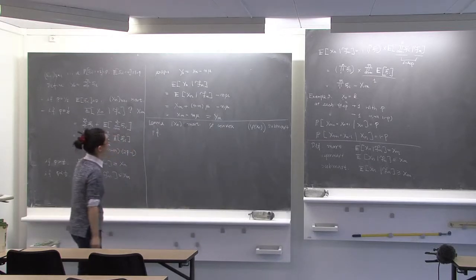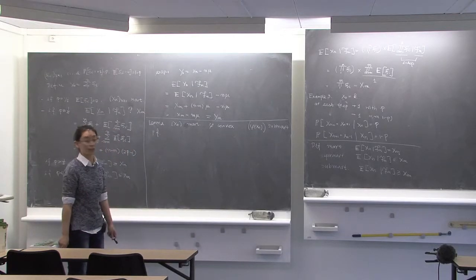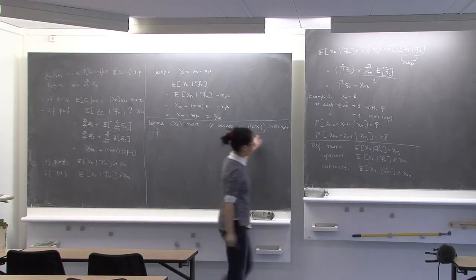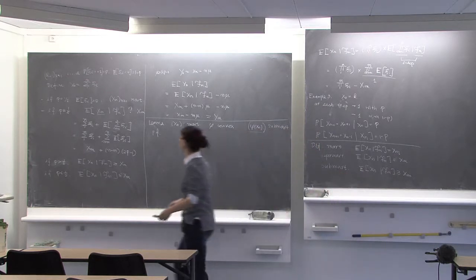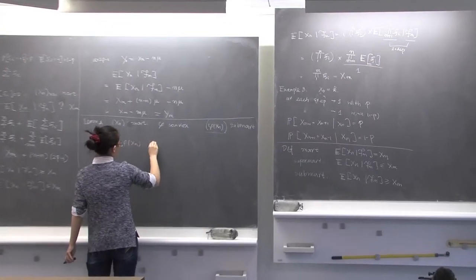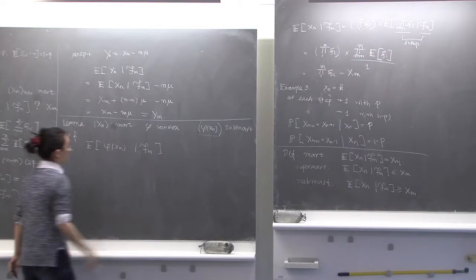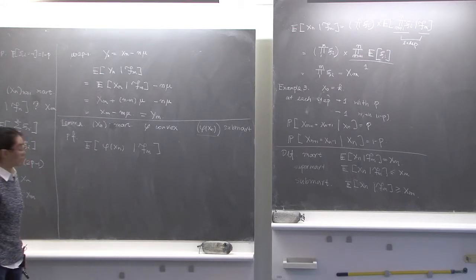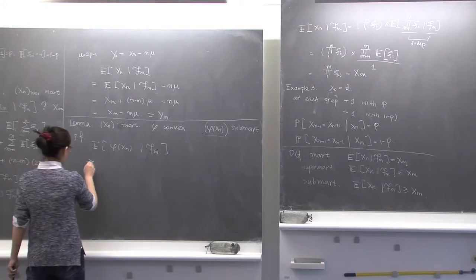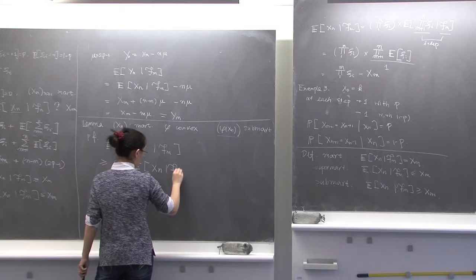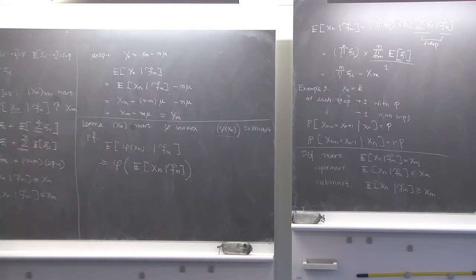We know that Xn is a martingale, and we want to compose this martingale with a convex function. To check that this sequence is a sub-martingale, we need to check that this sequence satisfies this equation. So we need to check what is the conditional expectation of phi(Xn) given all the information of Fm. And then by Jensen's inequality for conditional expectation, we know that this is greater than: first take the conditional expectation and then compose with this convex function.